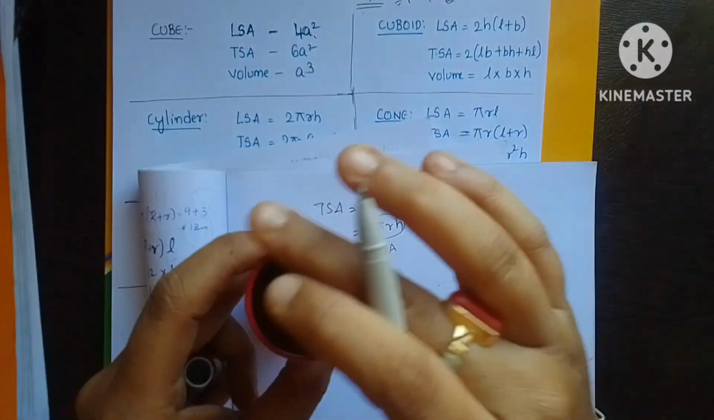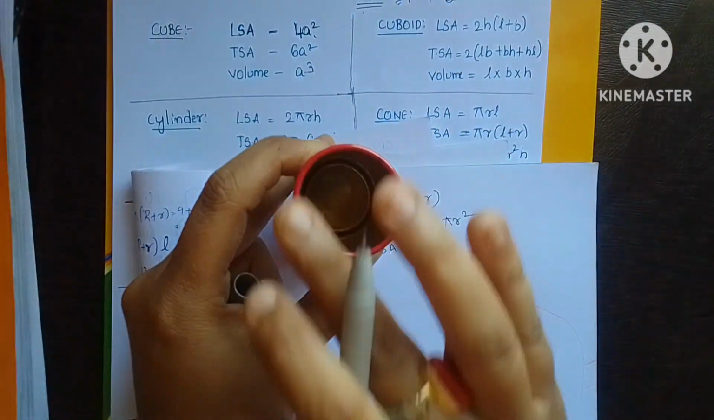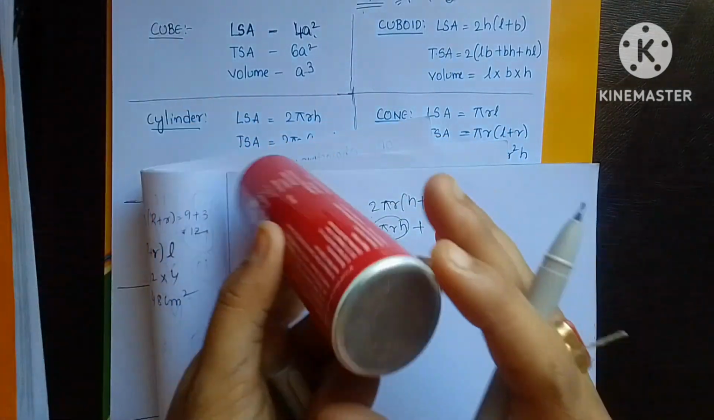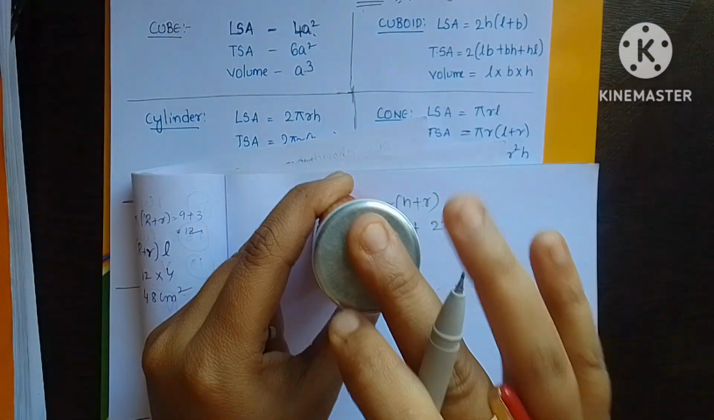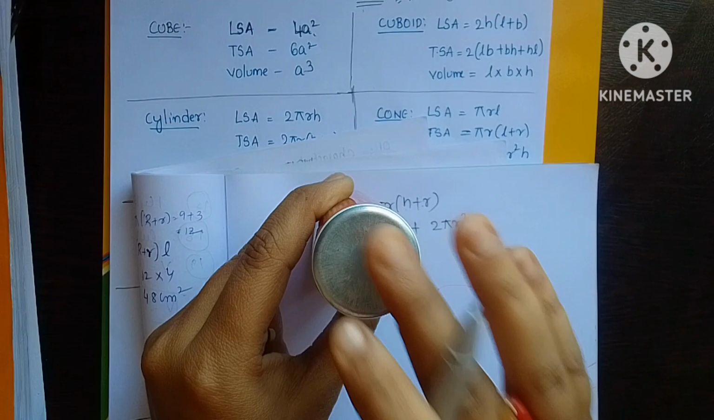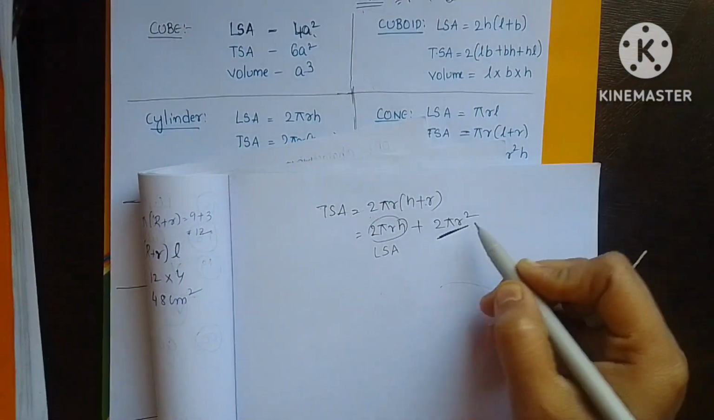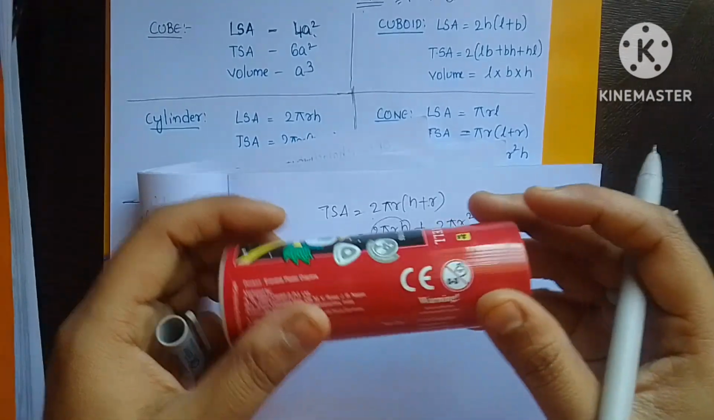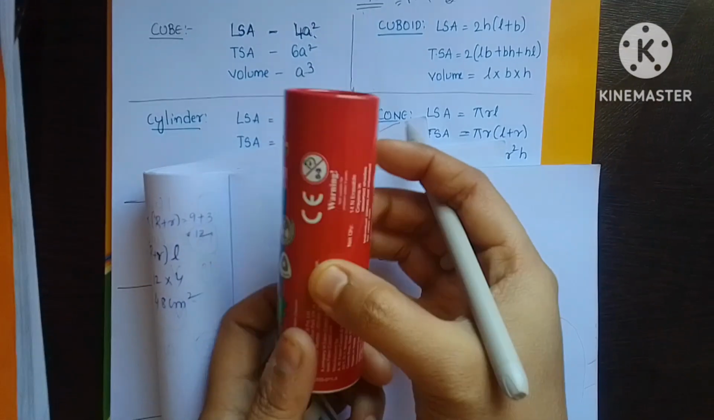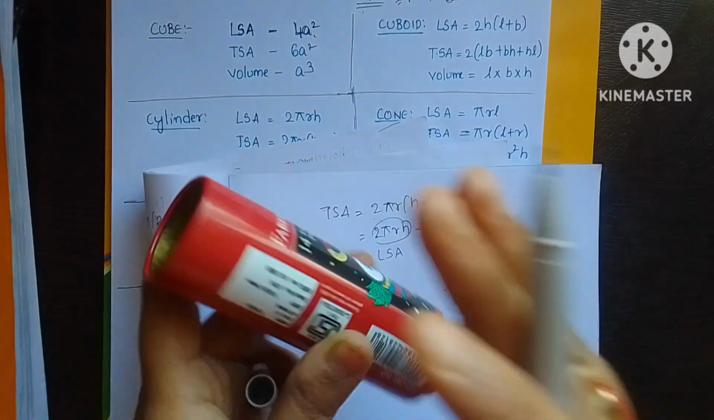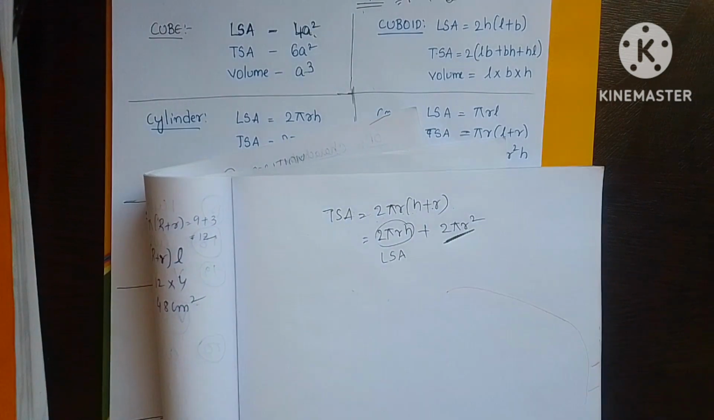So the top is in the shape of a circle. What is the area of the circle? Pi r square. And the bottom also is in the shape of a circle. So the area of the circle is pi r square. So pi r square plus pi r square is 2 pi r square. So the total surface area of the cylinder is 2 pi r h, that is lateral surface area, plus pi r square plus pi r square, that is 2 pi r into h plus r. We have taken the common.